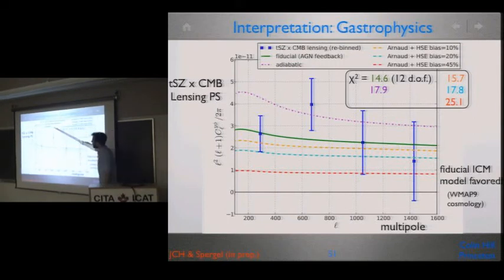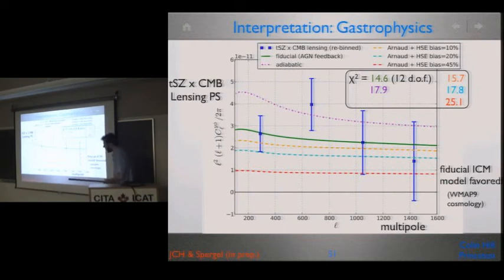So the purple dash-dotted curve is an adiabatic cluster model, also from Nick Battaglia, but this has no cooling prescriptions and also no feedback prescriptions of any kind. It's purely adiabatic. So you get a lot more Compton-y for a given halo mass in that model. And then the other 3 curves I've shown here are 3 different variants on the universal pressure profile with different levels of this so-called hydrostatic mass bias.